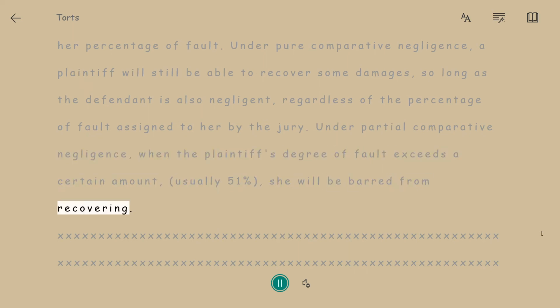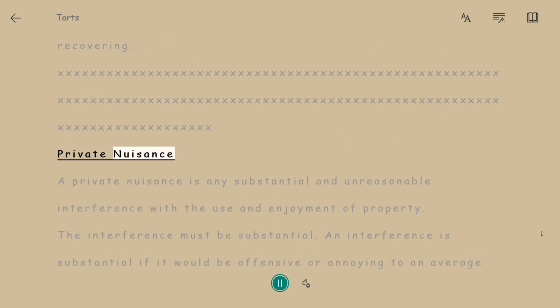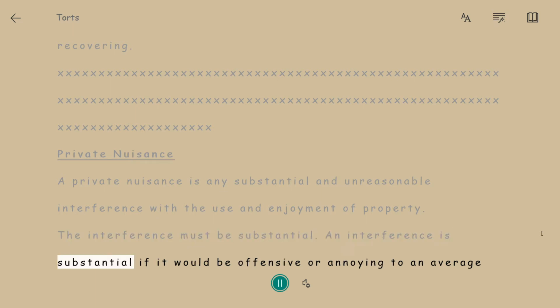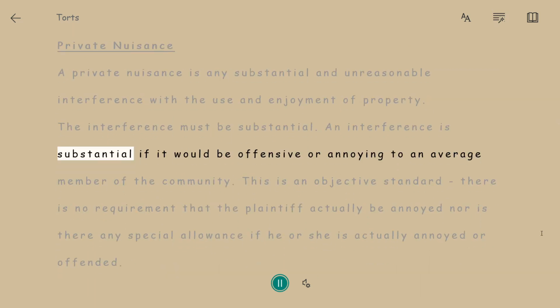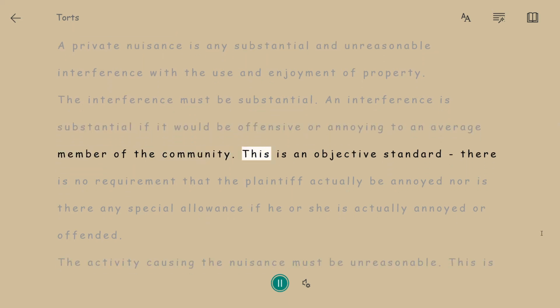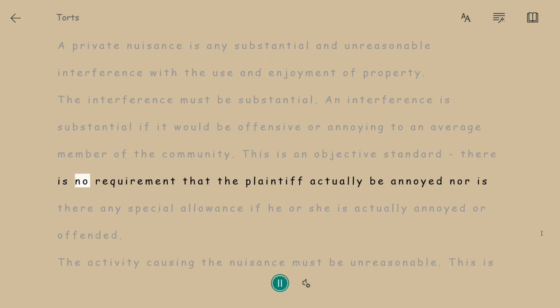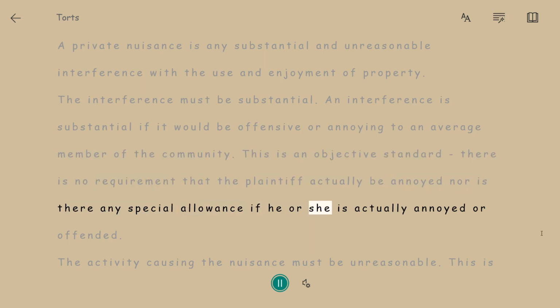Private nuisance. A private nuisance is any substantial and unreasonable interference with the use and enjoyment of property. The interference must be substantial. An interference is substantial if it would be offensive or annoying to an average member of the community. This is an objective standard. There is no requirement that the plaintiff actually be annoyed, nor is there any special allowance if he or she is actually annoyed or offended.